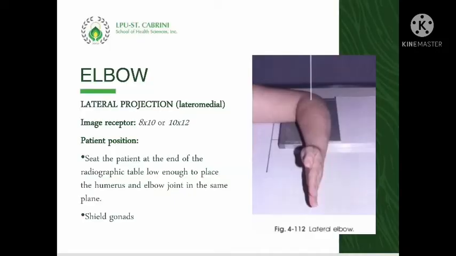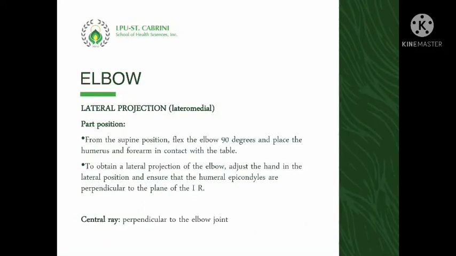The next projection for the elbow is the lateral projection. Again, the patient is seated low enough to place the shoulder joint, humerus, and elbow joint in the same plane. The elbow is flexed 90 degrees and the humerus and forearm are in contact with the table. There are two reasons given by Griswold regarding the importance of the elbow's 90 degrees flexion for the lateral projection. First is to see the olecranon process in profile, and the elbow fat pads are least compressed.